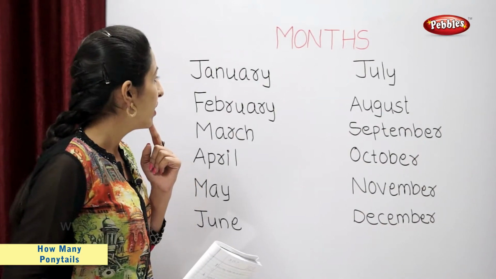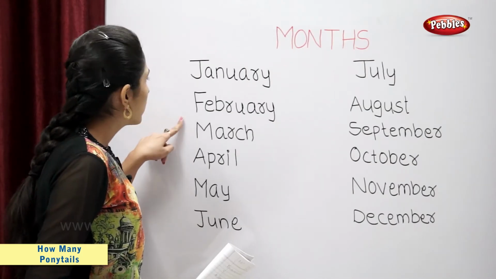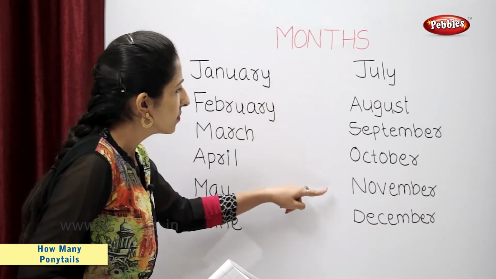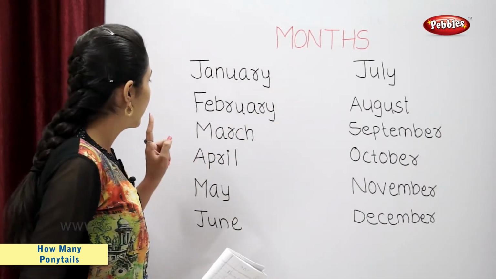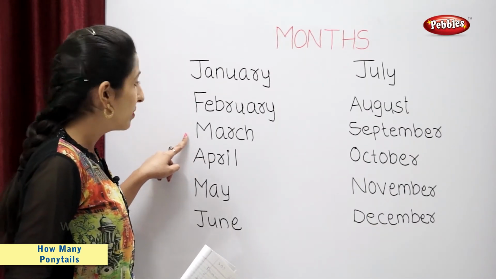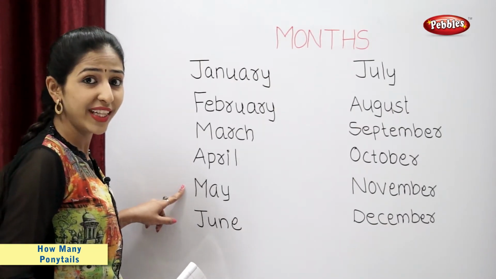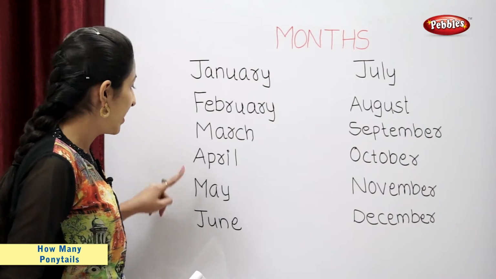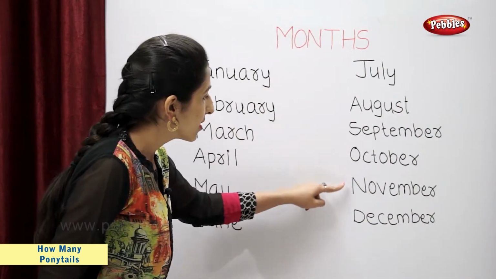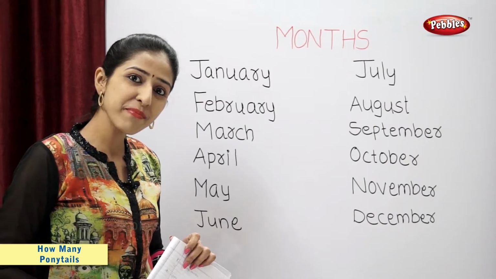Let's find one more pair. February, F. Only February. March is starting with letter M. May is also starting with letter M. So 1 and 2. So there are 2 months starting with letter M.